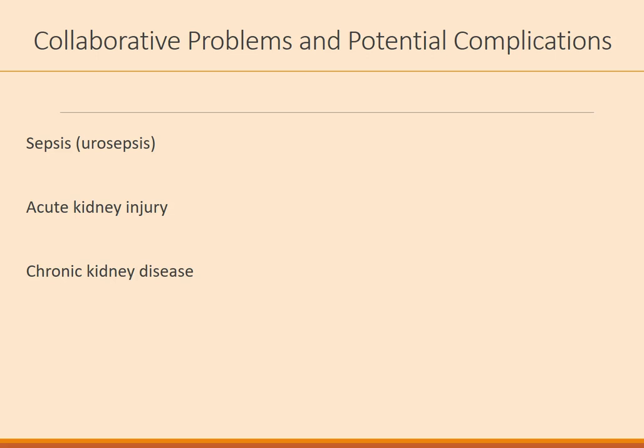Collaborative problems and potential complications. So again, I mentioned sepsis, which is basically a UTI that went to the bloodstream. We've got acute kidney injury, and we also have chronic kidney injury. The UTI can get so bad that it actually causes significant damage to the kidney itself.